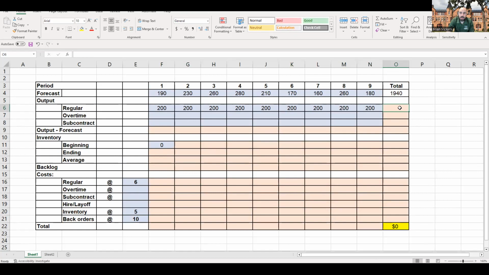But will we have enough? Well, 9 times 200 is 1800, so no. Well, we won't, will we? So equals the sum of these 9 periods. On this far right side, we want the sum of each row all the way down.